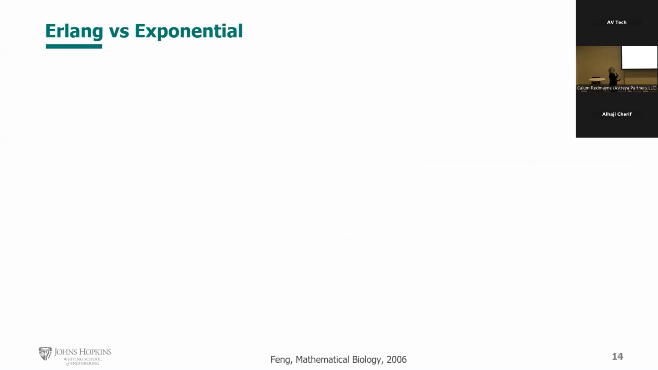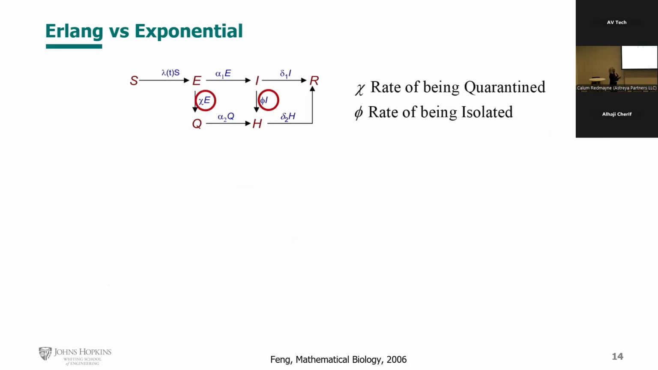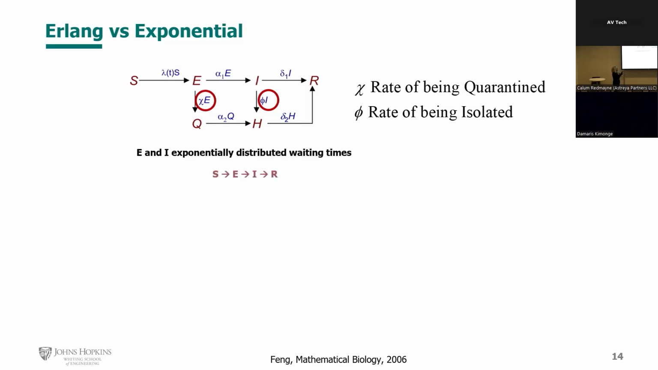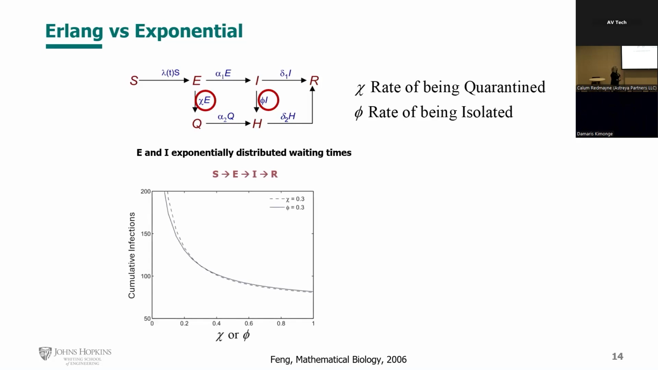There's another example here, also an SEIR model with two additional states. These two states represent control measures, like a quarantine state and an isolated state. What this paper by Feng was trying to do is evaluate how control measures change if you adopt different assumptions of waiting time distributions. When they assumed that E and I are exponentially distributed, this was their result. Let me walk you through this first.